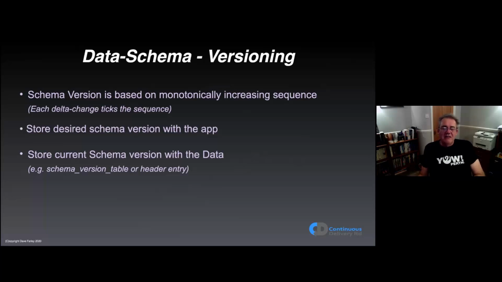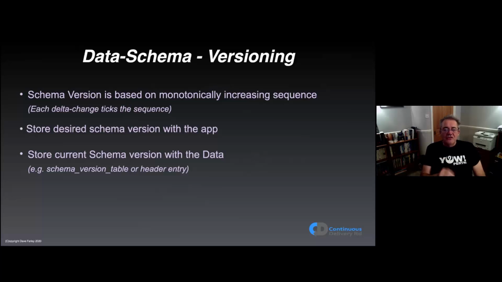If I say my database is at version 17 and my release candidate requires version 20, I know that I've got to apply changes 18, 19 and 20 to get it there. So having a monotonically increasing sequence number is a good tool for that kind of thing. Once we've got this version number, store the schema version that the application can work with. So the application knows that it works with this particular version of the schema.